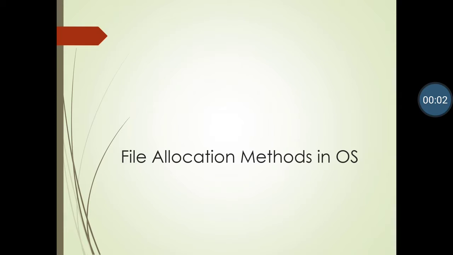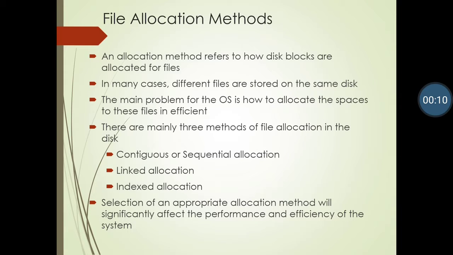Hi, now we are going to see the concept of file allocation methods in operating systems. Before going to that concept, we are going to discuss some general things. Normally we are creating many files in operating systems. These files are going to be stored permanently in a secondary storage device.